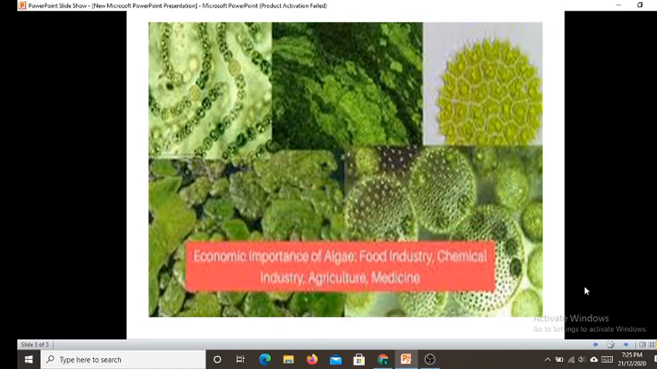The last, coralline and lime-depositing algae. Some coralline and lime-depositing algae such as Lithothamnion and Lithophyllum are used for liming crop fields.